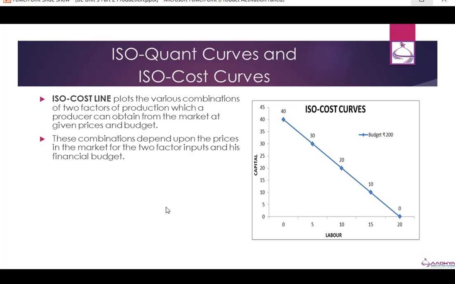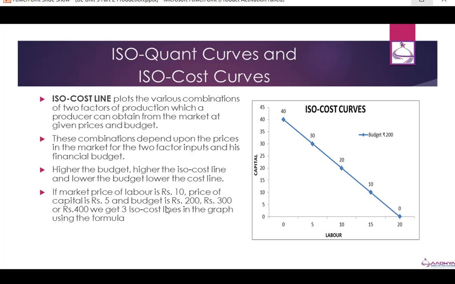The combination which he will be able to buy will depend on the prices, because that will decide how many units he can buy, and his financial budget, because that is the limit. The budget sets the limit of how much he can purchase. Now, the higher the budget, the higher will be the isocost line, because you can purchase more units with the same amount of money. The lower the budget, the lower will be the isocost line, because you can afford less in that case.